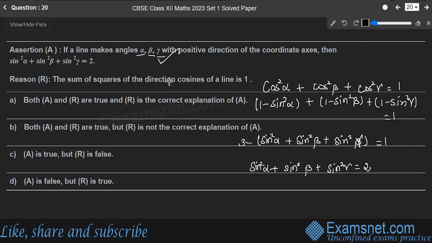That means both of these, reason and assertion, are true, and the reason is the correct explanation of the assertion, which makes option A the correct answer. Hope you understood this as well.